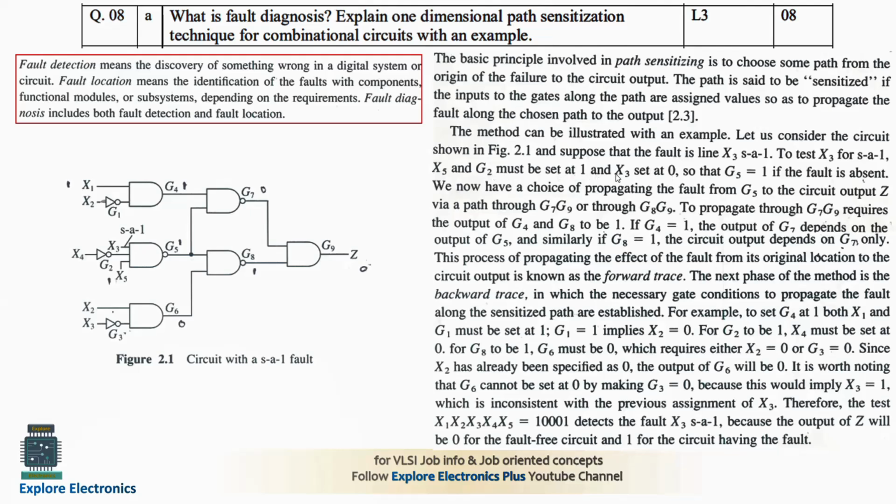G2 must be set at 1 and X3 must be set at 0. G2 in the sense the output of the NOT gate here. G4 we need to give it as 0 so that G2 output will be 1 and X3 set to 0. We need to test X3 is set at 1 or not, so we are giving X3 as 0 so that the output of this G5 will be 1, right? That is how we need to understand.